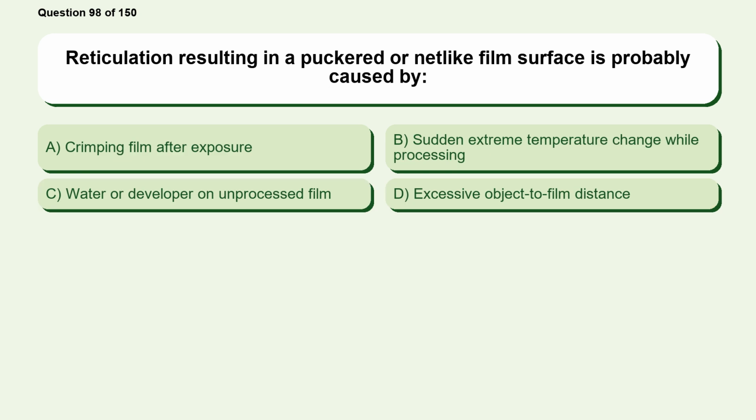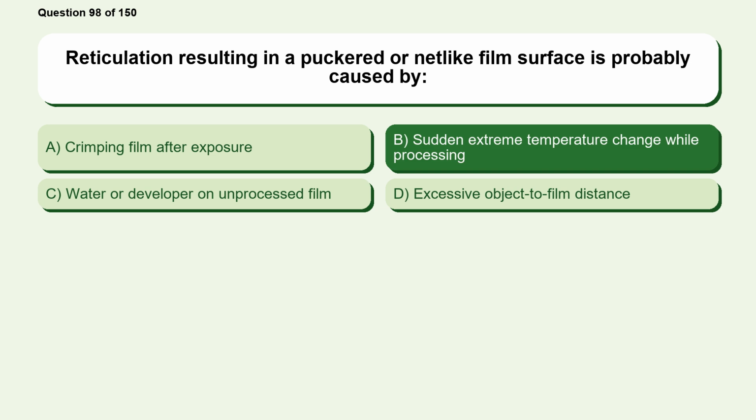Question 98. Reticulation resulting in a puckered or net-like film surface is probably caused by: Option A, crimping film after exposure. Option B, sudden extreme temperature change while processing. Option C, water or developer on unprocessed film. Option D, excessive object-to-film distance. The correct answer is option B, sudden extreme temperature change while processing.